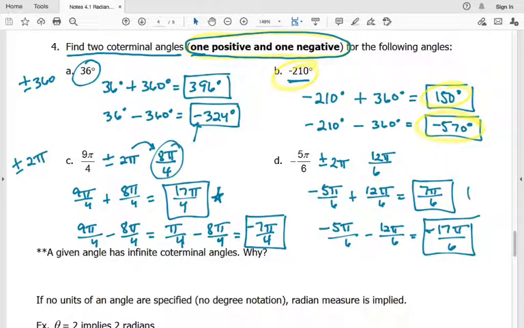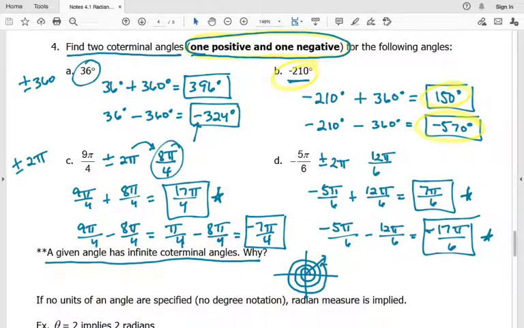So each of these represents coterminal angles that have the same initial and terminal sides. A given angle has infinite coterminal angles, and the reason why is, when you draw your x and y axis, if you've got this terminal side right here, you could go around this circle an infinite number of times and still land on that same terminal side right there. So that's why there's an infinite number.